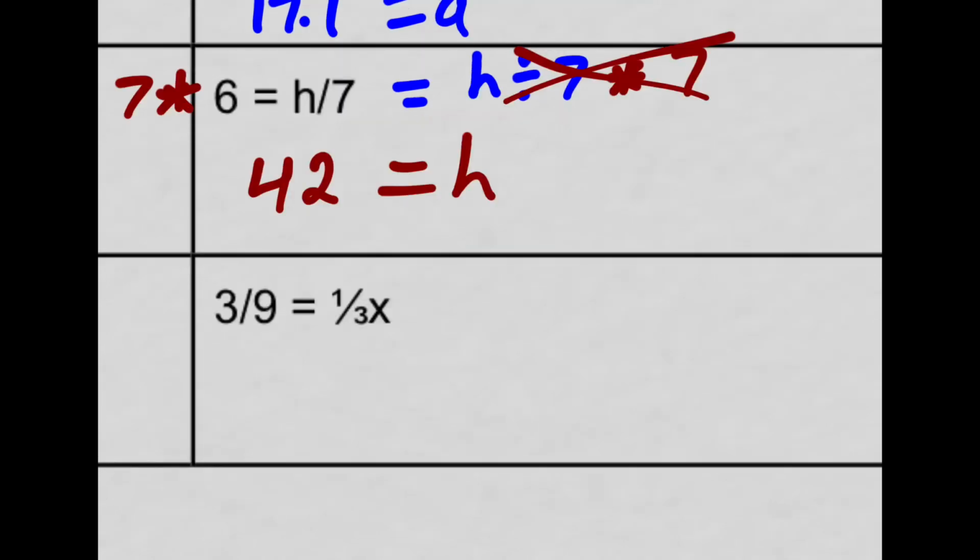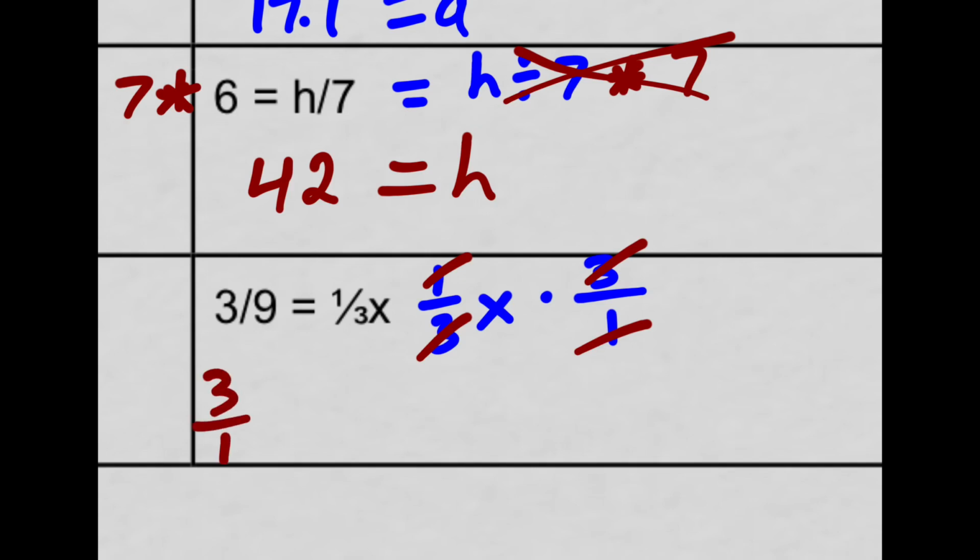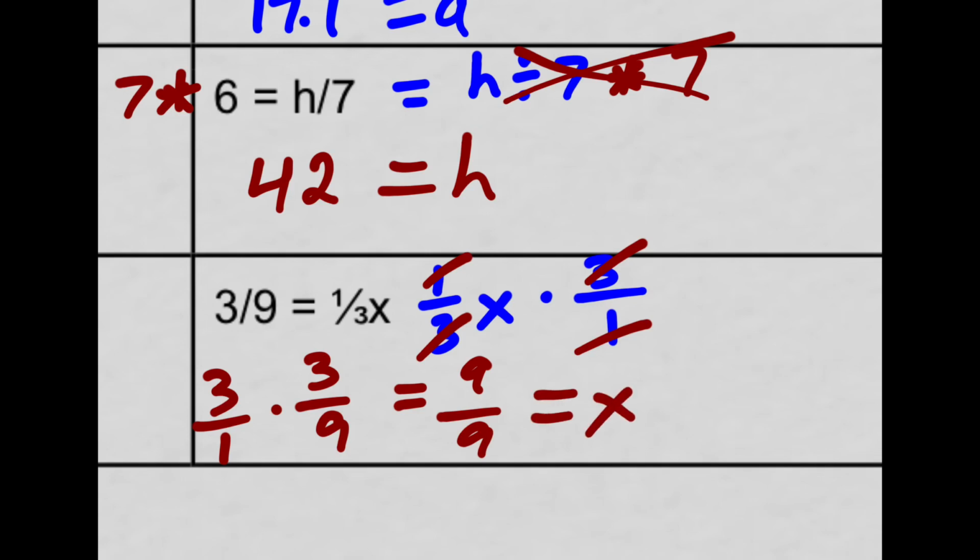There's a 1/3 in front of x. To cancel that out, I take 1/3 x and I multiply it by 3/1, the reciprocal. 3/3 cancels out, 1/1 cancels out. On the left side, I have 3/1 times 3/9. You can multiply fractions straight across. 3 times 3 is 9, and 1 times 9 is 9. If 9/9 is x, another way of describing that is just as 1.